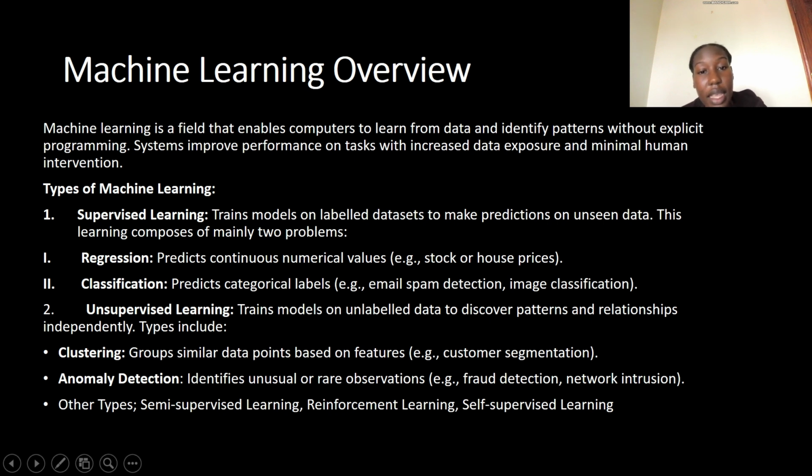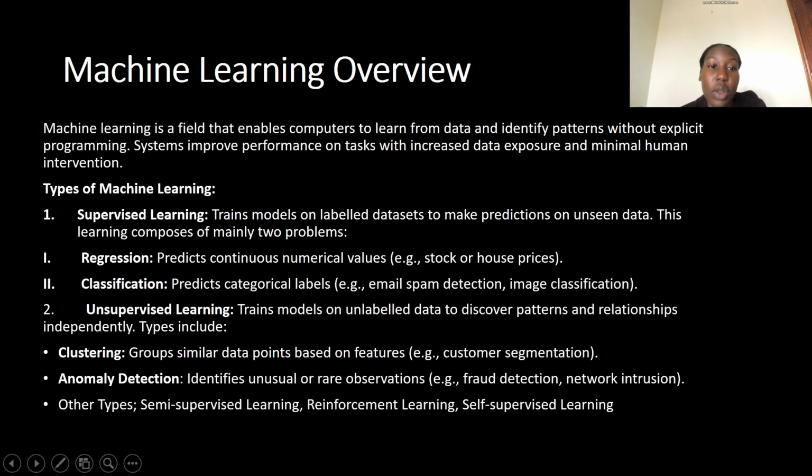In unsupervised learning, the model is trained on data that is not labeled and must find patterns and relationships in the data on its own. And its key types include clustering, in which the goal is to group similar data points together based on their features, for example, grouping customers based on their purchasing behaviors.